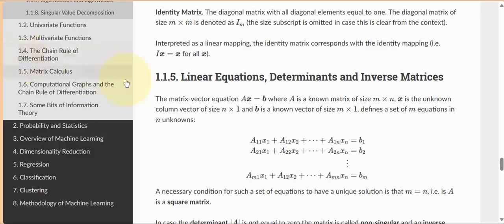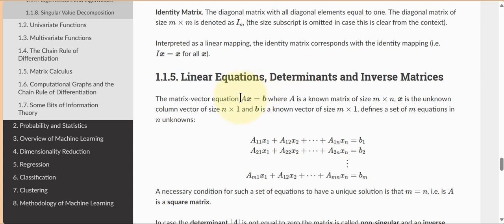Okay, the next topic is linear equations, determinants, and inverse matrices. So they say here we're taking a matrix and multiplying it times a vector.